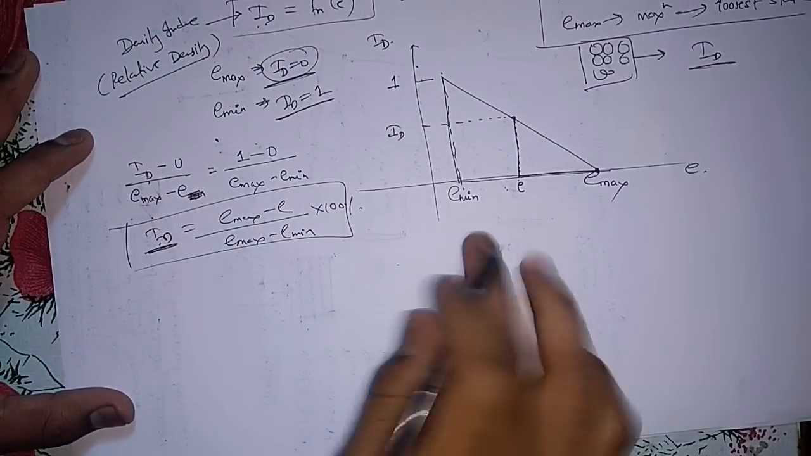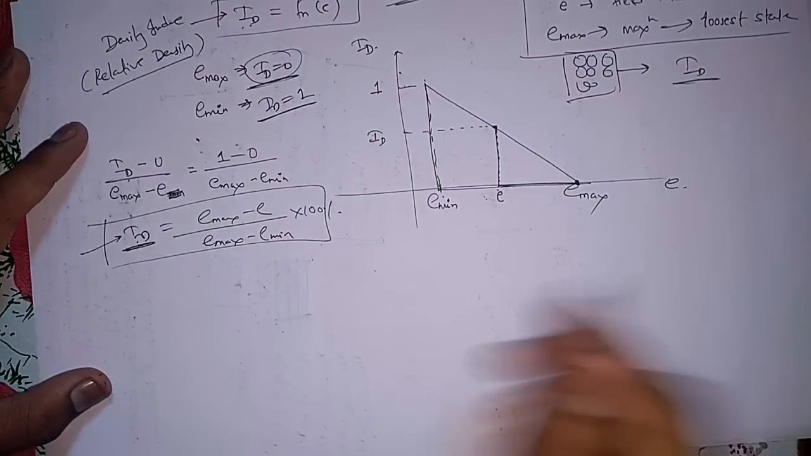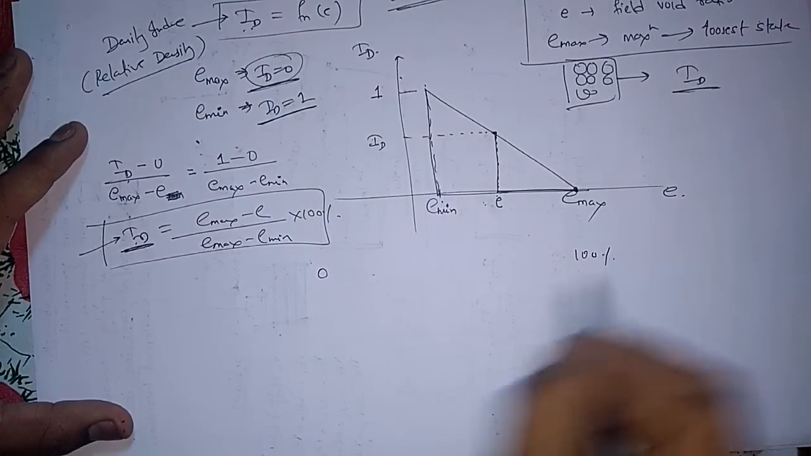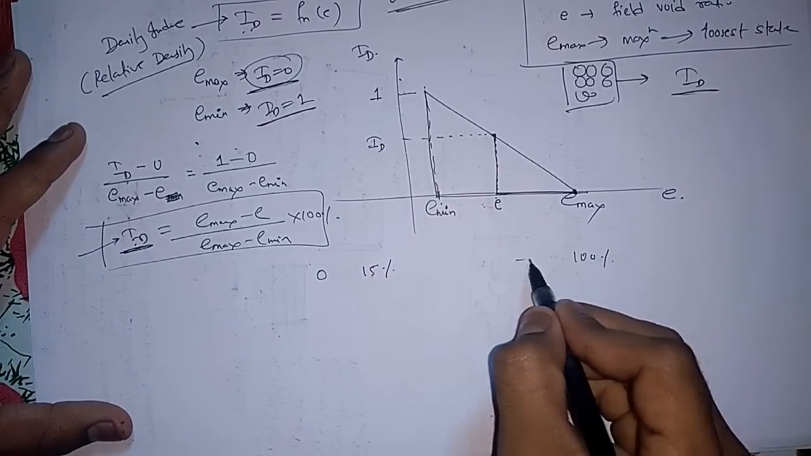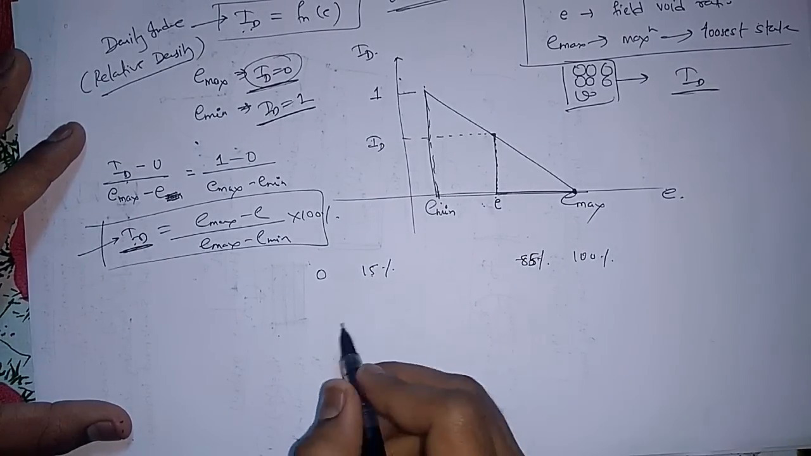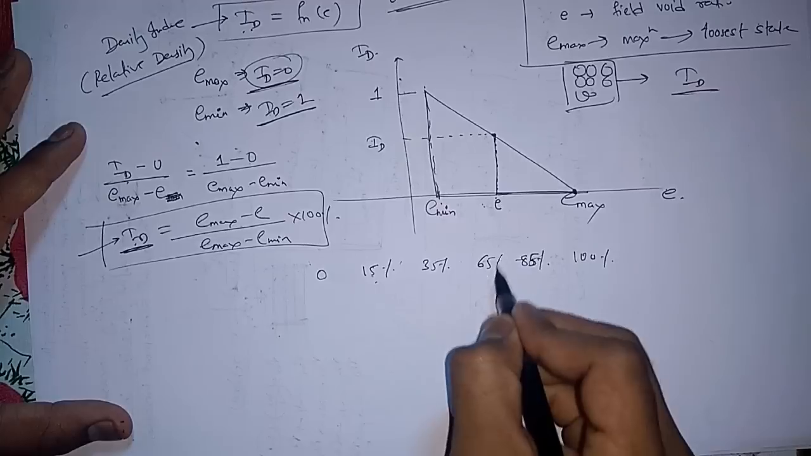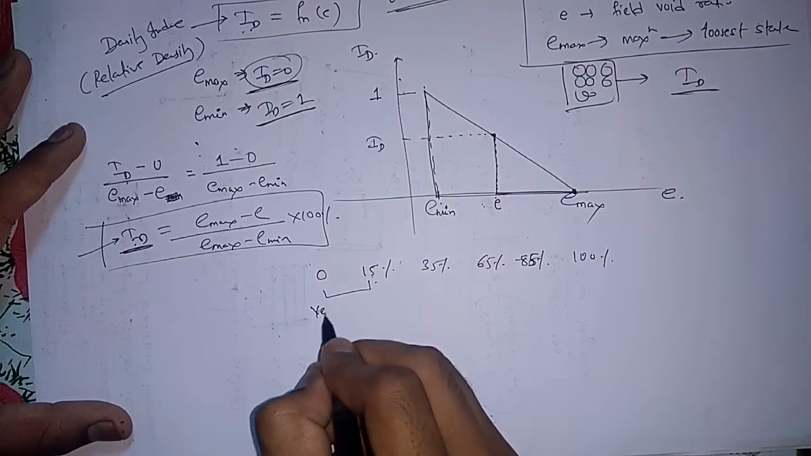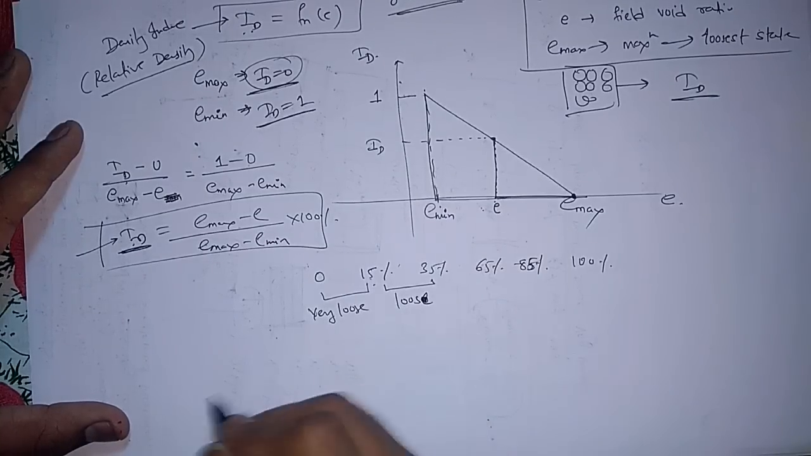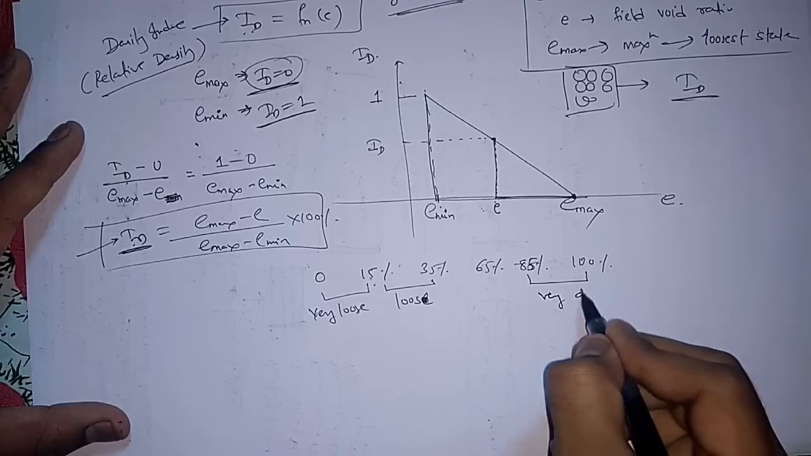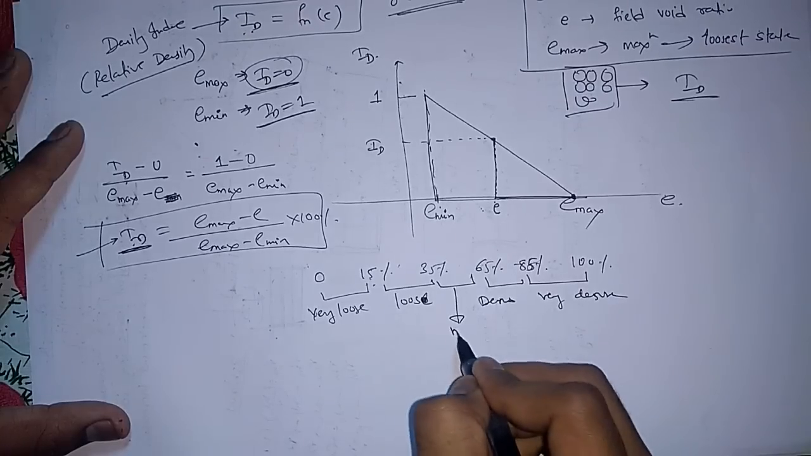Now we have some range and classification of soil based upon density index. The classification is simply like this. This is 0%, 100%. Afterwards you leave 15% from this side and 15% from this side, so 15 and 85, and then in the center you go ahead 20% more, so 35% and 65%. This state is called very loose. This is called loose. This is called very dense, this is called dense, and this is called medium.